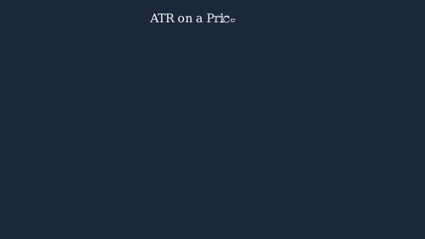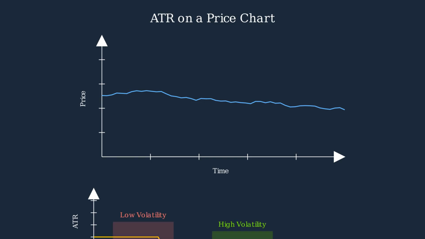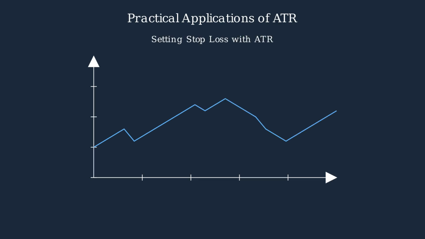Let's visualize how ATR appears on a price chart. The price chart shows the asset's movement over time. Below, we can see the ATR indicator, which rises during periods of high volatility and falls during calmer market conditions. Notice how the ATR increases when the price makes sharp moves and decreases during consolidation periods. ATR has several practical applications for traders. One of the most common uses is setting appropriate stop-loss levels based on current market volatility.